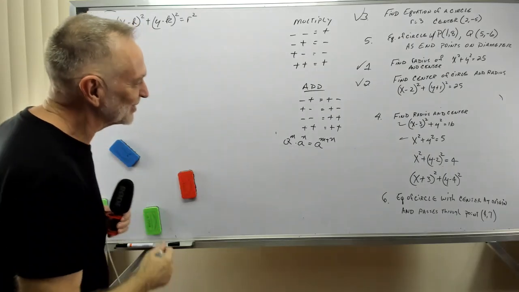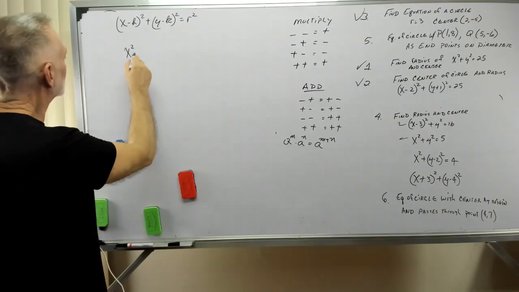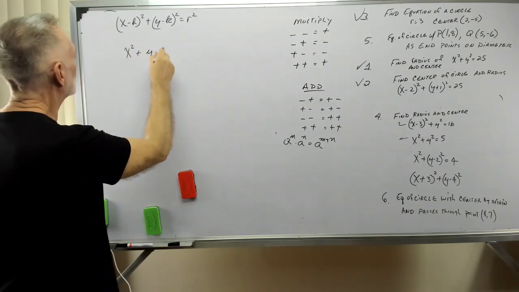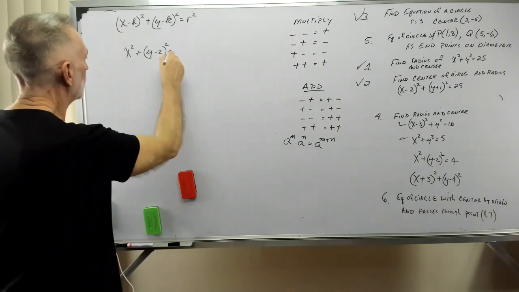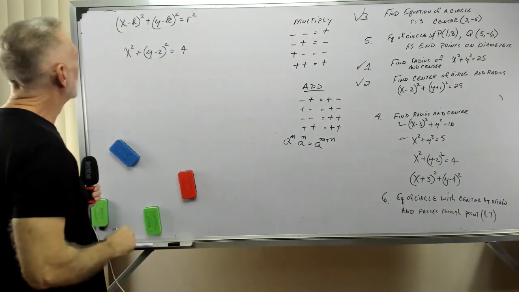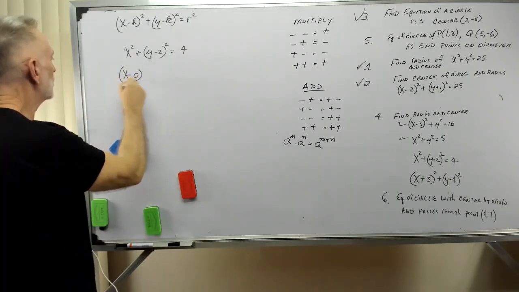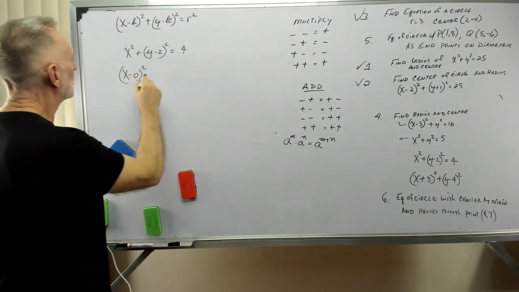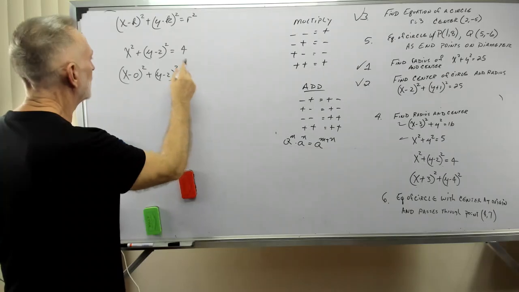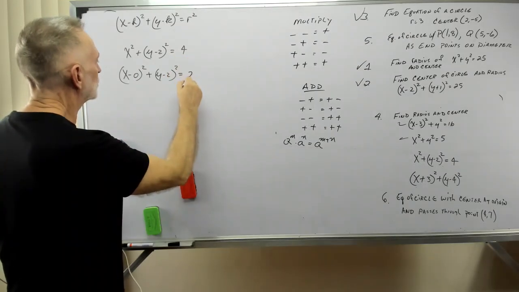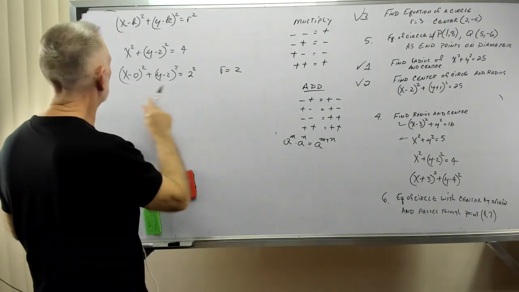All right, x squared plus (y minus 2) squared equals 4. Now, the only way to get this one: (x minus 0) squared plus (y minus 2) squared equals the square root of 4, which is 2 squared. So my radius equals 2.